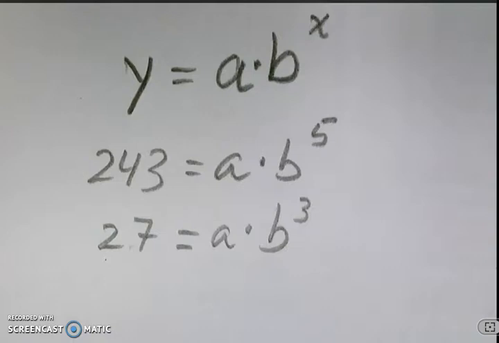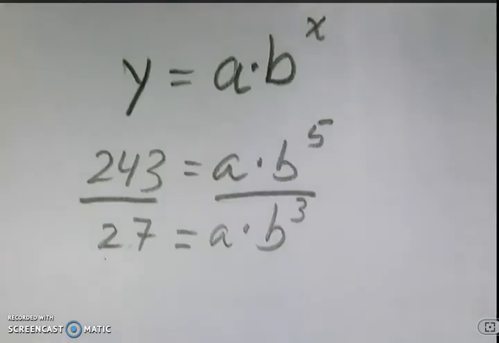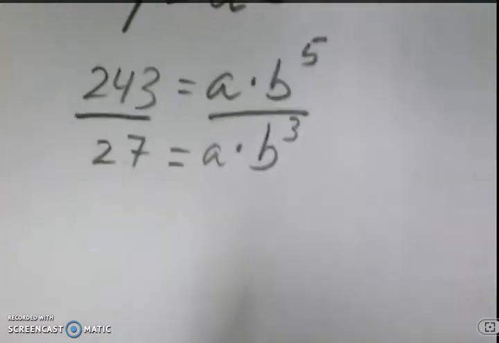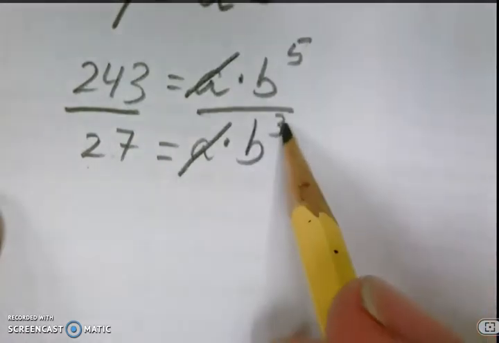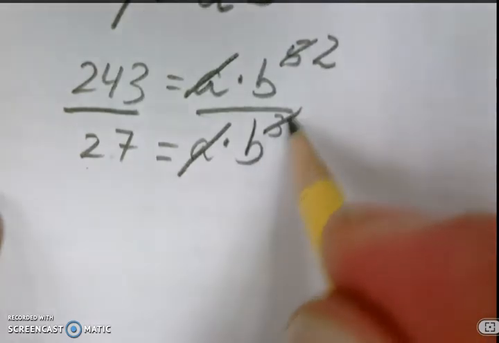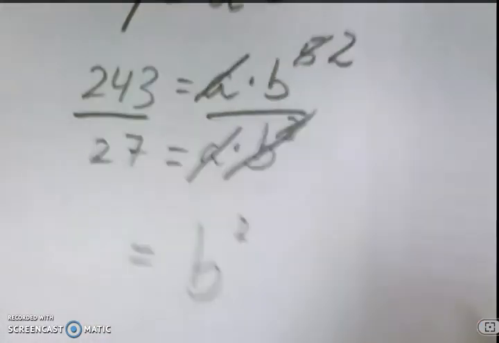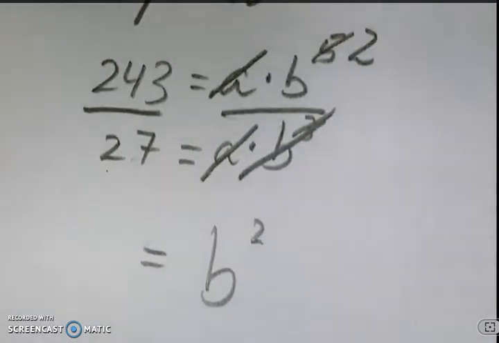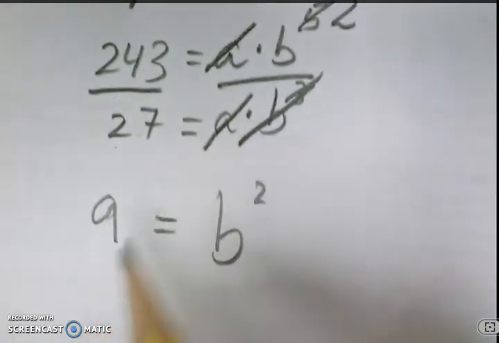Now we've got two equations here, and there's a trick we're going to do, and it's a little bit different than how the book did it. We're going to actually divide these two equations, and you're allowed to do that. Here's why we do this: a cancels with a, and b to the 5 and b to the 3, three of these cancel with three of those, and you're left with 2 on top, none on bottom. So the whole thing you'll have on this left side is b squared. Conveniently, that's equal to 9.